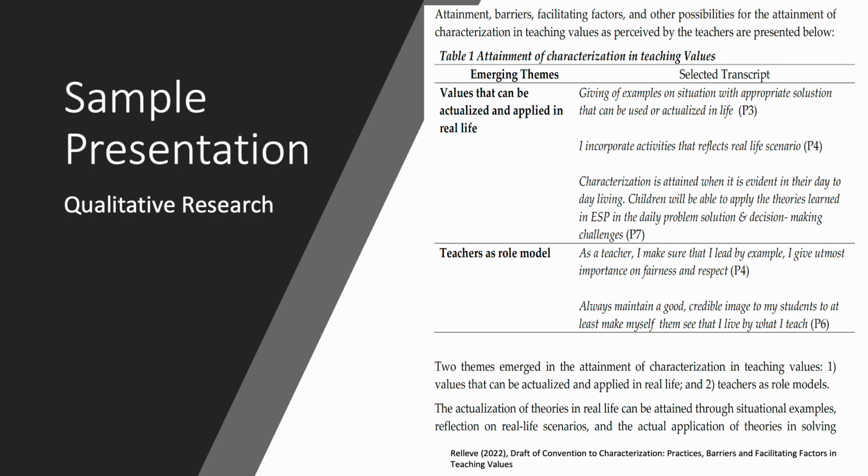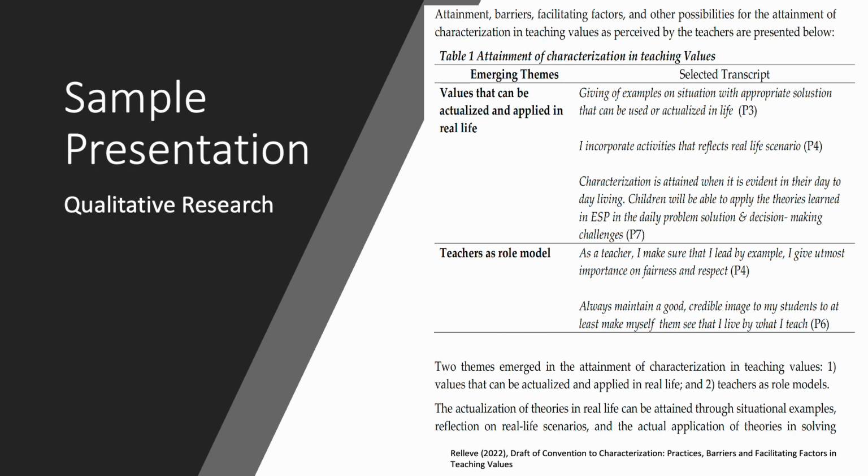Then this is a sample table from a qualitative research. Some qualitative research are also done in tabular form. And so we could see there the table number and the title. In this case, they are on the same line. In the previous examples, we had the table number on top, followed by the title.